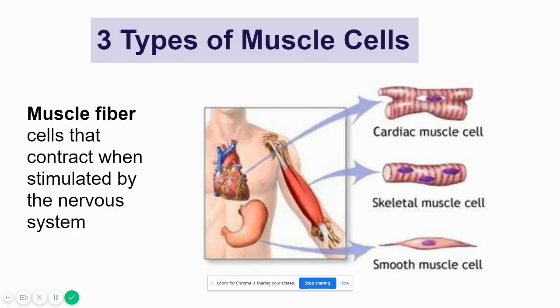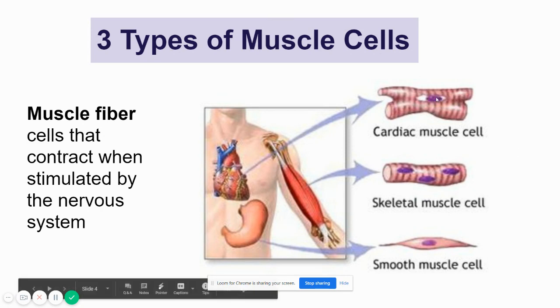Three main types of muscle cells, okay? A muscle fiber is what we usually talk about when we have lots of the same kind of muscle cells together. So these are cells that are going to contract when your nervous system tells them to, okay? The three types of muscles that we're going to be looking at are cardiac, skeletal, and smooth. And you can kind of see what these look like based on these pictures along the side here.